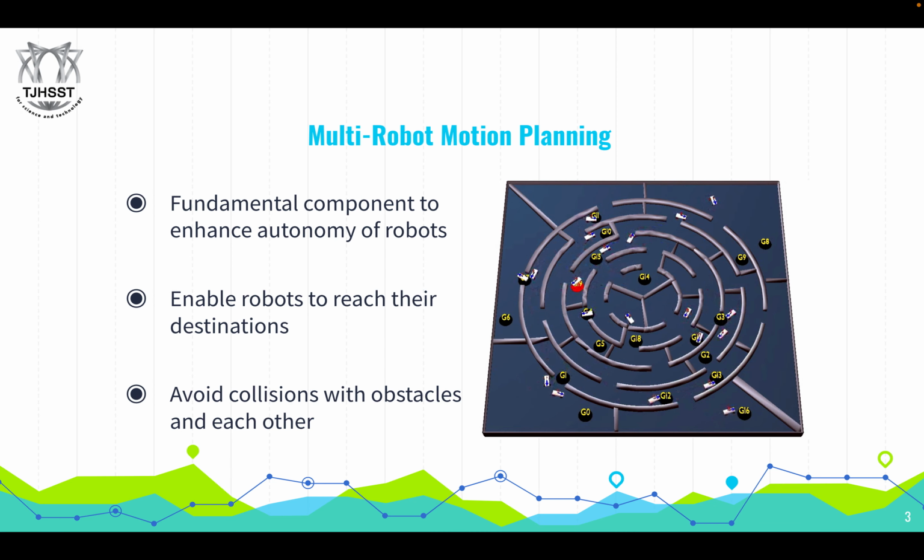So now I'd like to go into what multi-robot motion planning is. So this is a fundamental component to enhance the autonomy of robots. So what this means is that there's going to be several robots in a grid-like system or in some sort of environment, a map. And what we're doing is taking each robot and getting it from point A to point B while avoiding collisions with the obstacles and each other. So this is significantly more challenging than singular agent planning because they have to take into account the other robots that are moving alongside them.